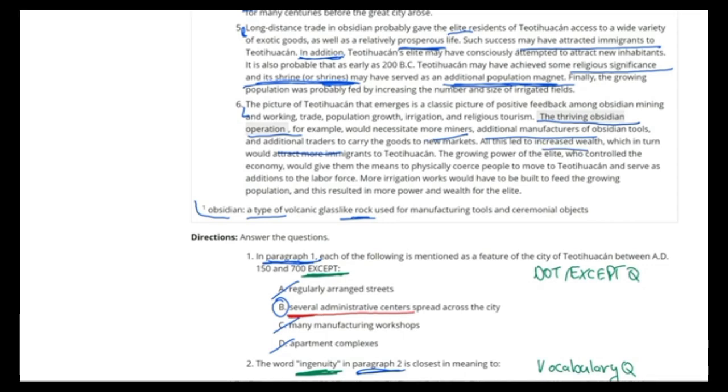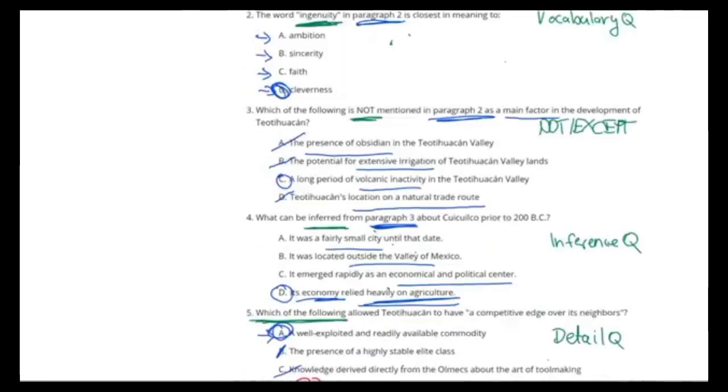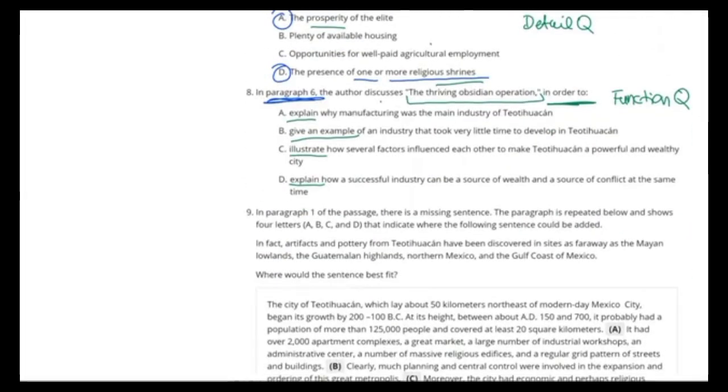The growing power of the elite who controlled the economy would give them the means to physically coerce people to move to Teotihuacan and serve as additions to the labor force. Does the author use this expression to explain why manufacturing was the main industry of Teotihuacan? No, I think it does not. It also doesn't talk about why this industry took little time to develop, but what it does is it shows how several factors influenced each other to make Teotihuacan a powerful and wealthy city. And that's why, guys, C is correct.